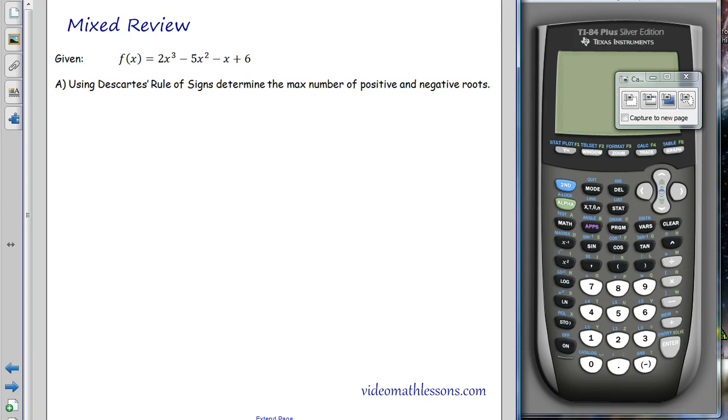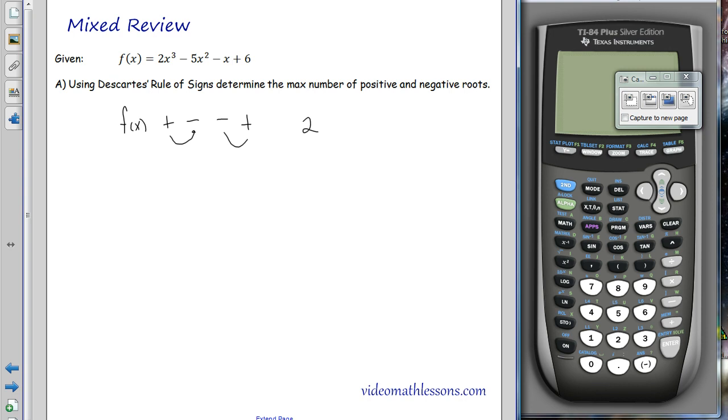It says, Part A, using Descartes' rule of signs, determine the max number of positive and negative roots. Well, Descartes' rule of signs says we have to count the sign changes. So f of x will be for the positive roots. You pretty much just look at the original signs. So it's positive, negative, negative, positive. I count the sign changes. It changes once, stays, changes twice. So I have two changes.